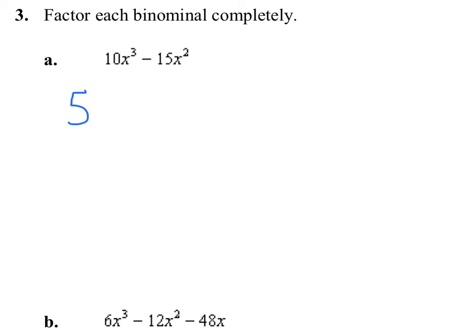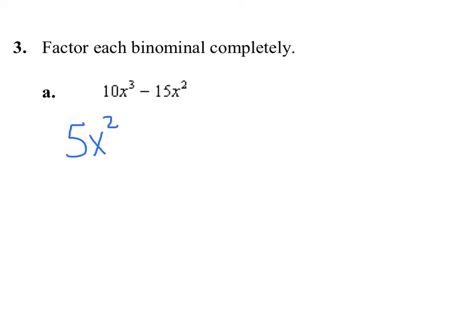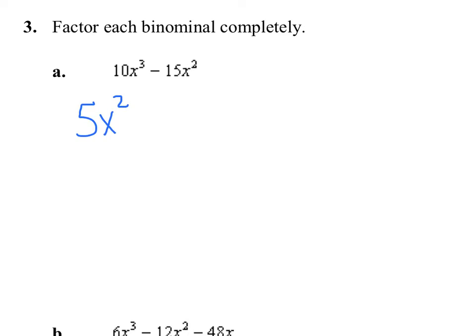And then the last thing you want to look at is, do they have any common variables or common letters? They both have an x. This has 3 of them, and this has 2 of them. So the most they can both give is that 2. So that's what I'm going to go ahead and take out, 5x squared. And that means what I'm doing is I'm actually going to be dividing each term by 5x squared.